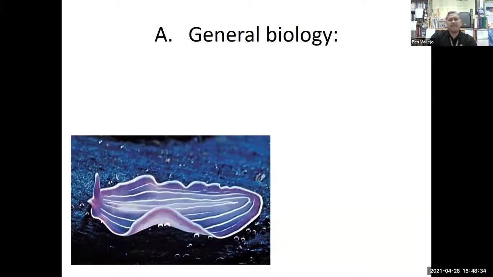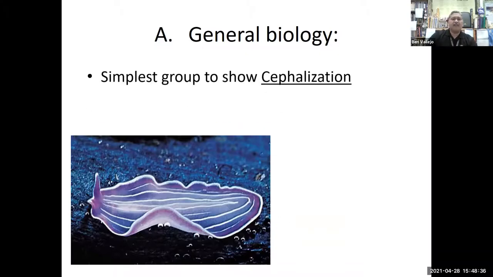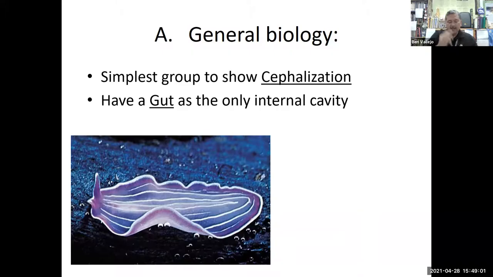Some general biology about flatworms. They are the most simple group to show that specialization of cephalization, where you have a concentration of organs in the head. Makes sense, because if you're going forward, then your eyes are forward, your ears, your nose, your sense organs are located forward.